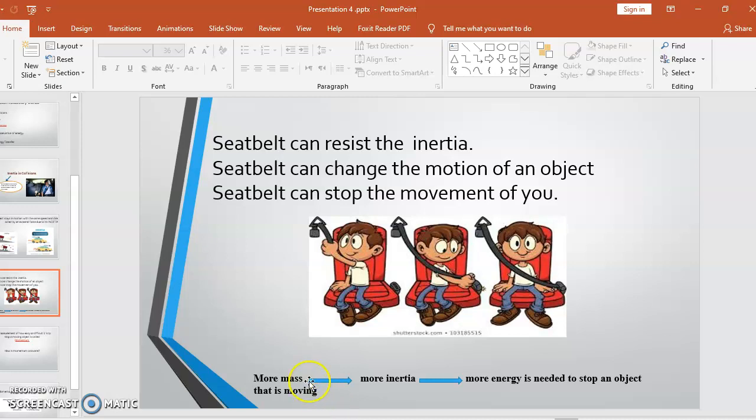Look here, the important relationship between mass, inertia, and energy. If an object has more mass, that means this object has more inertia, and this object needs more energy. Again, the relationship between mass, inertia, and energy: more mass means there is more inertia. That means more energy is needed to stop an object that is moving.